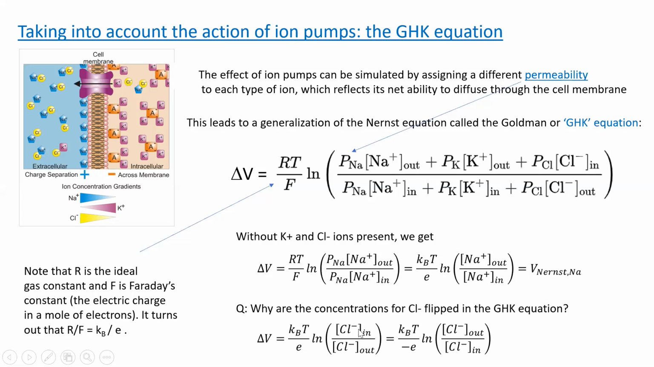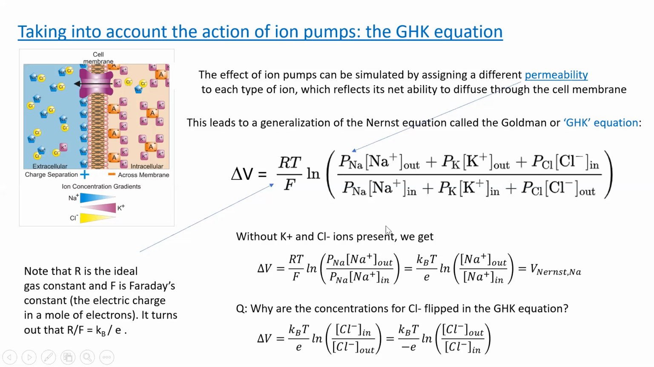So we can use the rules of logs and view this as chlorine out over chlorine in to the -1 power and bring a negative out in front. And so we get kB T over minus E times the log of chlorine outside over chlorine inside. And so we then have kB T over the charge Q on the chlorine ion times the log of outside over inside. So the reason that this is flipped is because the charge of the ion is negative, and we need the log to flip to get the correct charge out in front.